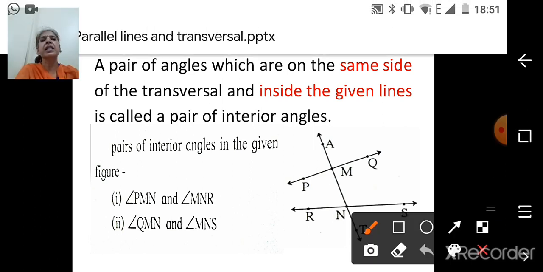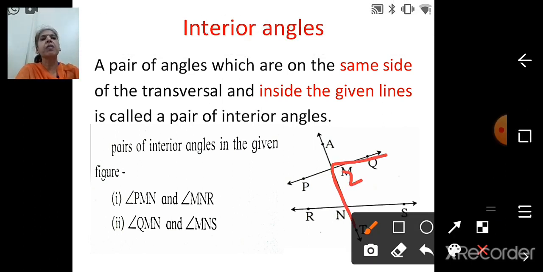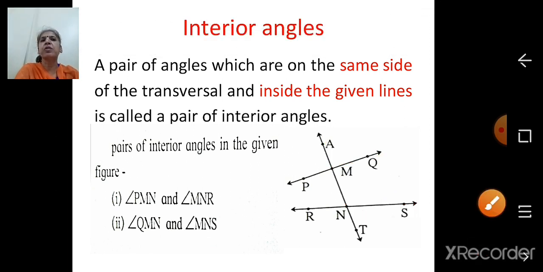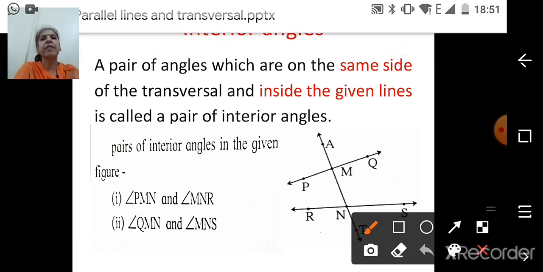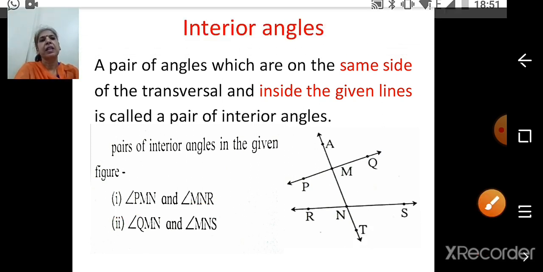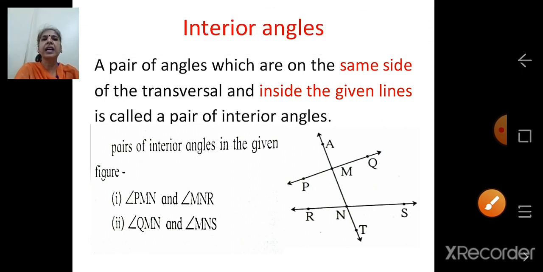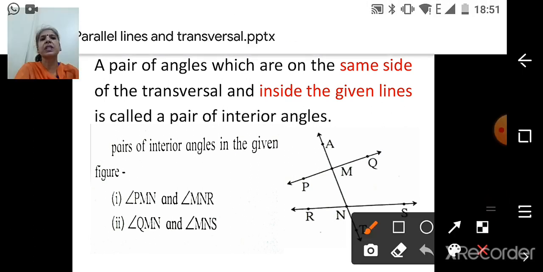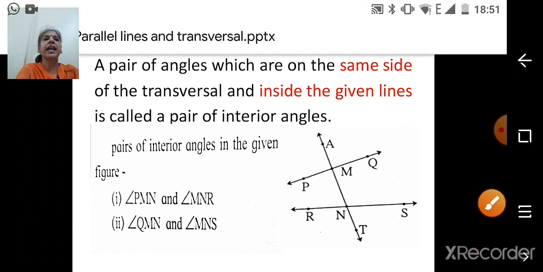Now the next pair is QMN. This is our QMN, and MNS. This is our MNS. So QMN and MNS, they are the second pair. So we have two pairs of interior angles. The first one we saw was PMN and MNR, and the second one is QMN and MNS. So what we have to remember: interior angles are on the same side of the transversal and inside the given lines.